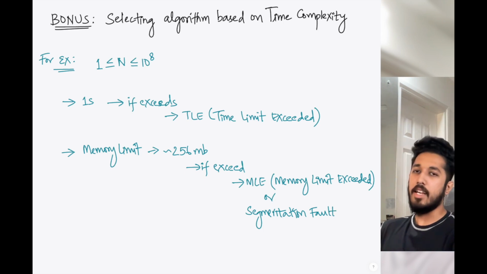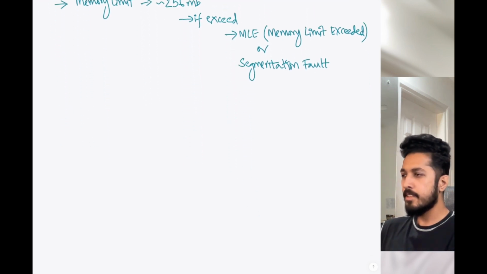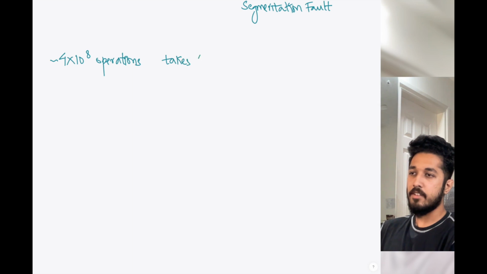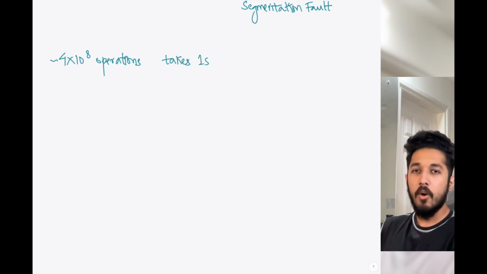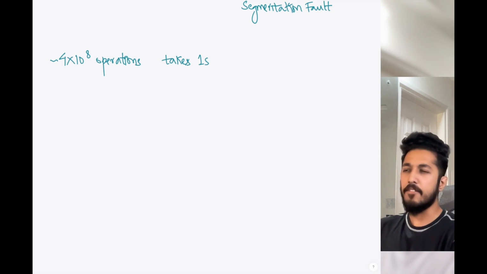Now let's analyze these constraints which are given to you, and based on that we will see how the time complexity will vary. Usually approximately 4 into 10 to the power 8 operations on these online judges take 1 second. So if your algorithm does 4 into 10 to the power 8 operations, it will ideally take roughly 1 second on these platforms where you will code.